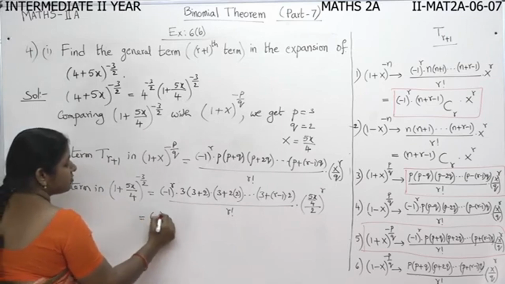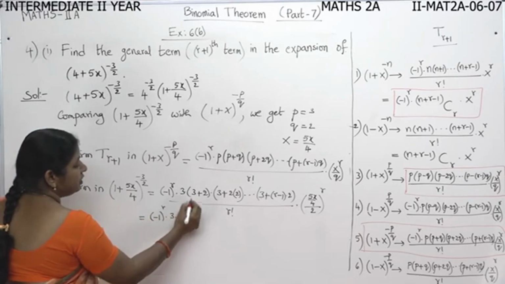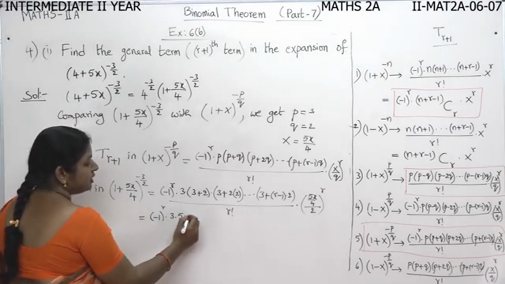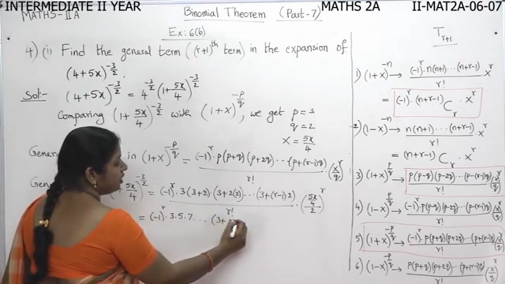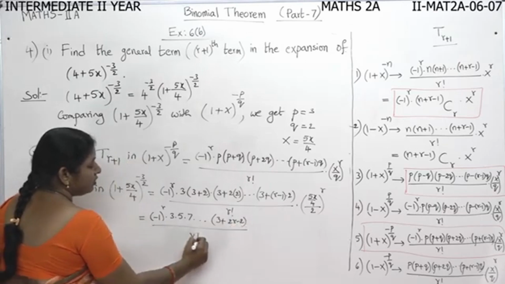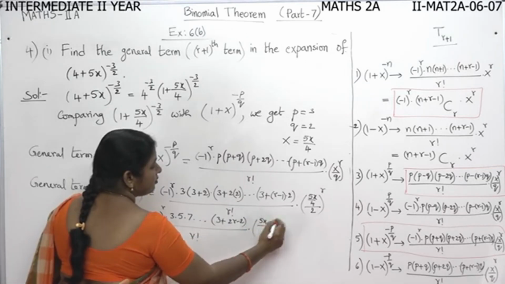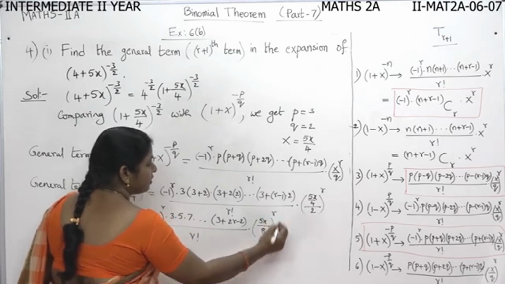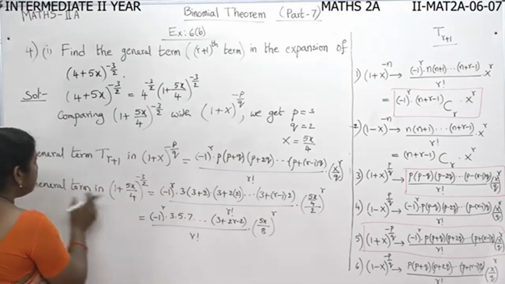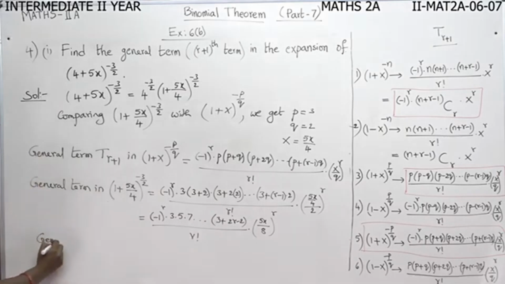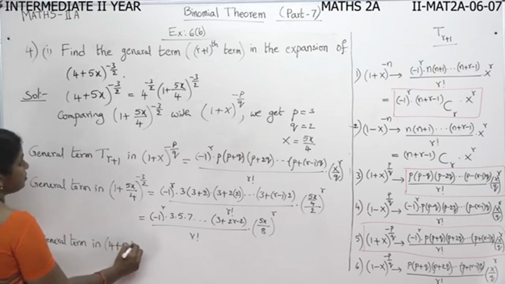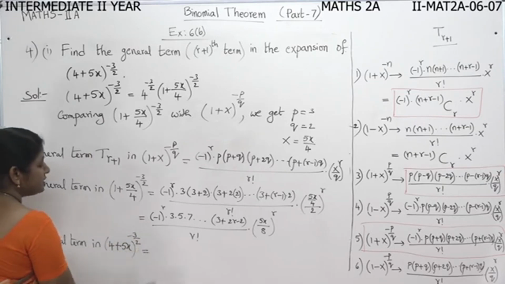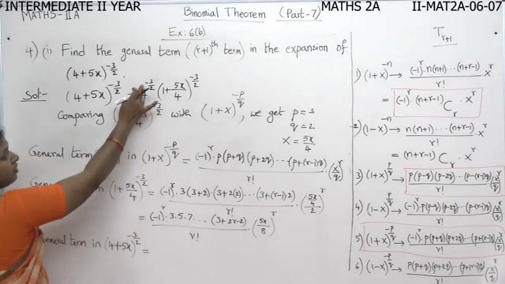So on simplifying, minus 1 to the power of r into, we can write this as 3 into 3 plus 2 is 5, 2 to the 4, 4 plus 3 is 7 into, so on, 3 plus, multiplying with 2, we will get 2r minus 2 by r factorial into 5x by 4 comes down, so I will get 8 to the power of r. So this is the general term in this. So what is the general term in the given problem, that is 4 plus 5x to the power of minus 3 by 2, we have to multiply this term with 4 to the power of minus 3 by 2.